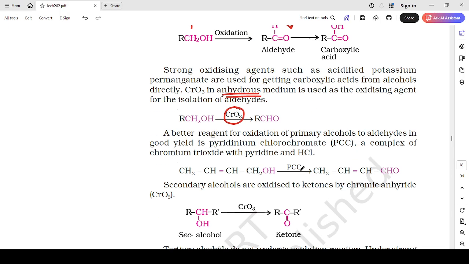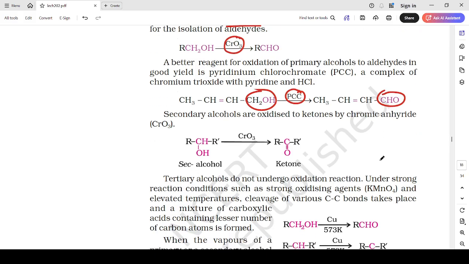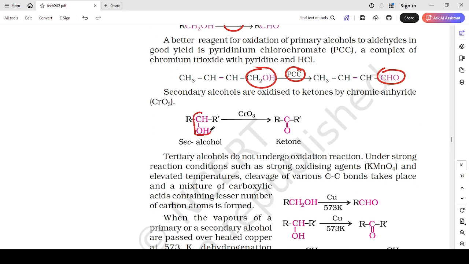Oxidation reaction. Primary alcohol first gets oxidized to aldehyde, further to acid. In order to have mild oxidation, you can use chromium trioxide in anhydrous medium. We learnt about the reagent PCC, pyridinium chlorochromate, where you convert the primary alcohol into aldehyde. Secondary alcohol, whether you use a strong or mild oxidizing agent, will stop at the ketone itself. No further oxidation can happen. Tertiary alcohol does not get oxidized at all. Instead, if you use a stronger oxidizing agent at elevated temperature, cleavage will happen. Breaking of the C-C bond will give a mixture of carboxylic acids with fewer carbon atoms.